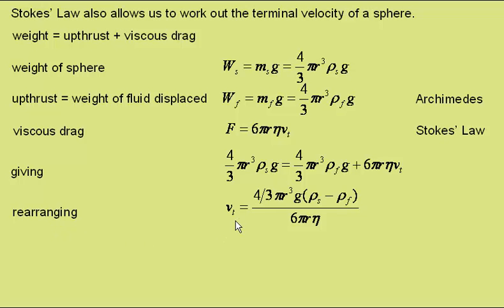Rearranging for the terminal velocity, we get this expression, and then we can simplify to find that the terminal velocity of a sphere is equal to 2 times its radius squared times the acceleration due to gravity multiplied by the difference in densities of the sphere and the fluid, over 9 times the coefficient of viscosity of the fluid. So, the larger a particular sphere is, the greater its terminal velocity.